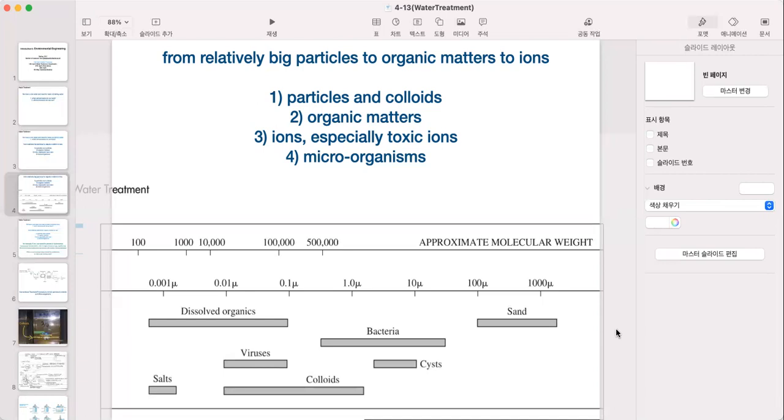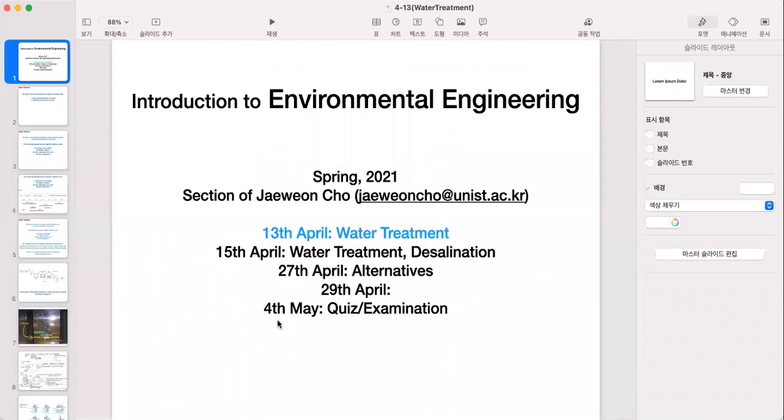Do we have a midterm quiz? You mean next week? No, we don't have any quiz. We have a quiz from my part on May 4th. May 4th. Thank you for asking. We don't have any quiz next week.